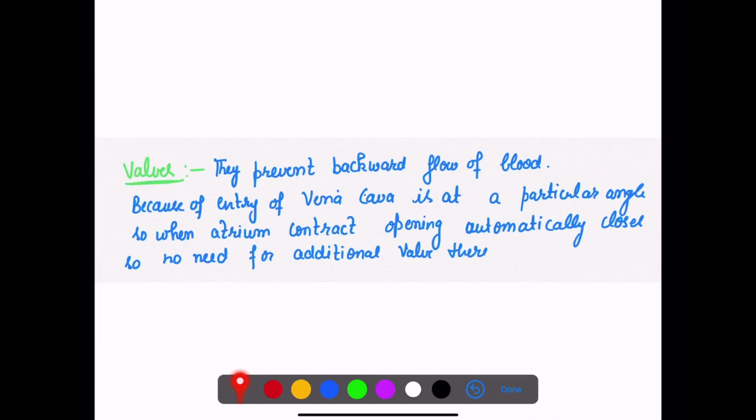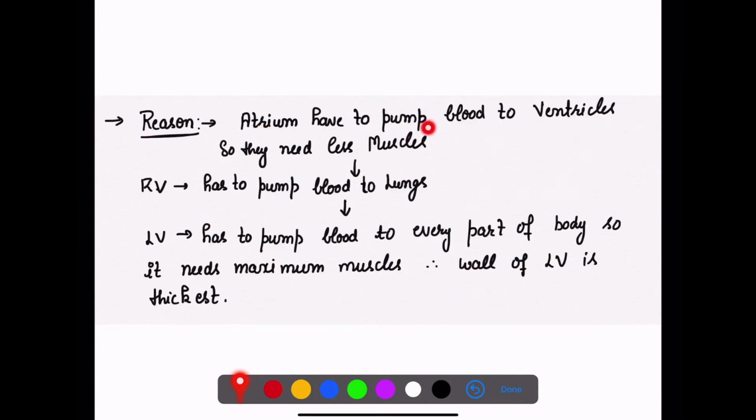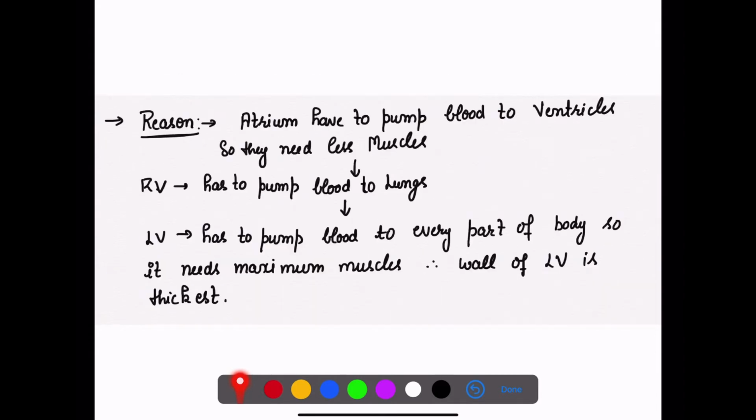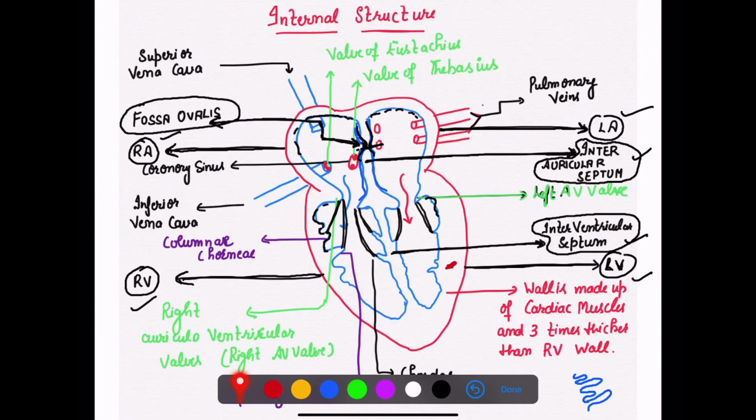So atrium have to pump blood to ventricle, so they need less muscles. Right ventricle has to pump blood to lungs. Left ventricle has to pump blood to every part of the body, so it needs maximum muscles. Therefore, wall of left ventricle is thickest. Reason is clear? Now we are going to start with our right atrium. Okay, one by one we are starting with that.